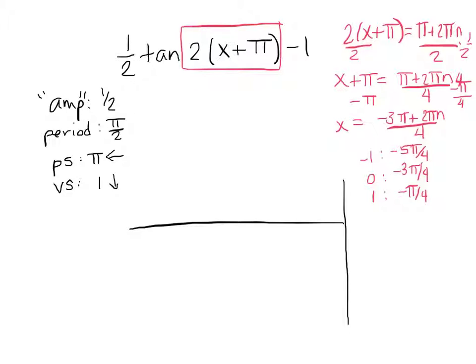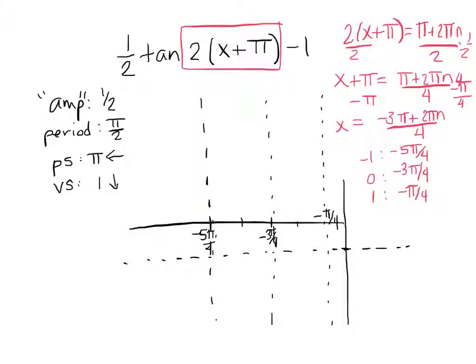Alright, so my asymptotes are at -pi over 4, and then -3 pi over 4, and then -5 pi over 4. Now don't forget that I also have this shift of 1 down. I'm going to go down to -1, and that's going to be my new axis that I'll be basing off of. Also, my amplitude, air quotes here, amplitude is 1/2. So I will be going up to -1/2 and down to -3/2.